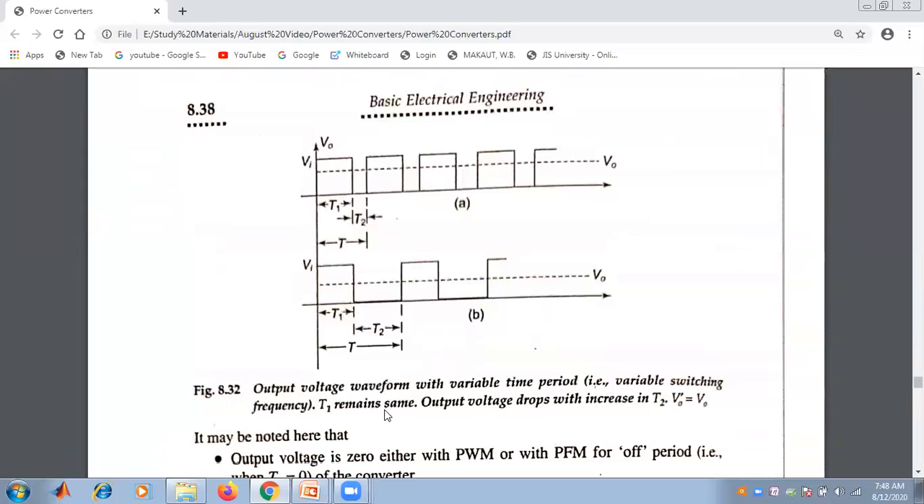So this is the output voltage waveform with variable time period. It is clearly seen that for the first and for the second output, T1 remains the same, with only a change in the total time period T. For the second output, the value of the total time period is more compared to the time period for the first output. As a result, a change in frequency is also obtained.